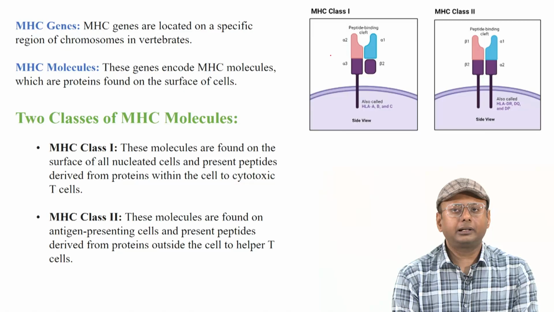There are different classes of MHC, as you can see, MHC class 1 and MHC class 2. MHC class 1 molecules are generally found on the surface of all nucleated cells, and MHC class 2 molecules are found on the antigen presenting cells. As we already said, it presents peptides derived from proteins outside the cell to help a T cell. So there are different areas where MHC class 1 and 2 are present.